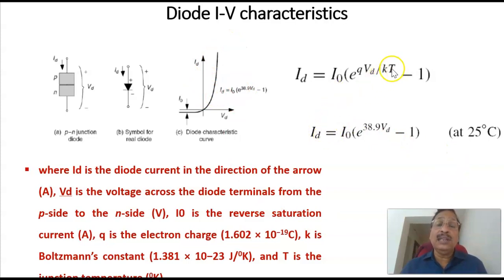At 25 degrees centigrade, you can substitute the value of T, as well as q and k, in this equation. In the forward bias case, ID is given by the reverse saturation current I0 into e to the power of 38.9 into VD, the diode drop, minus 1, at 25 degrees centigrade.